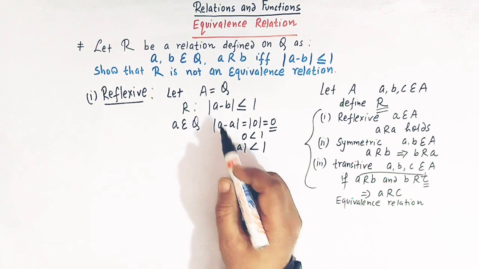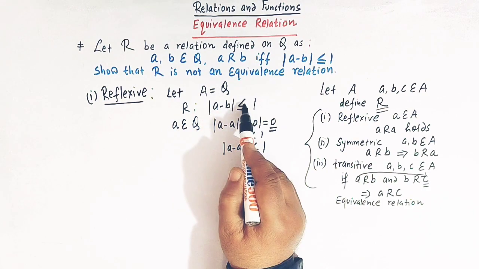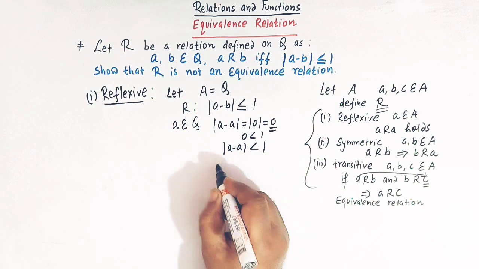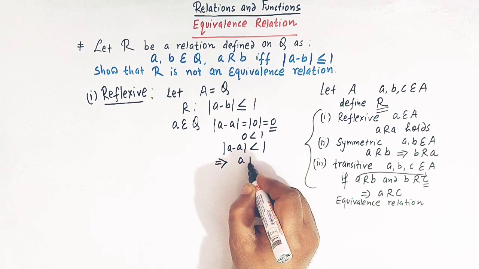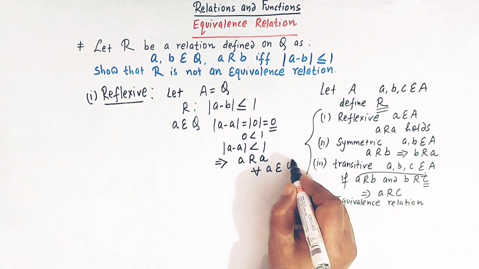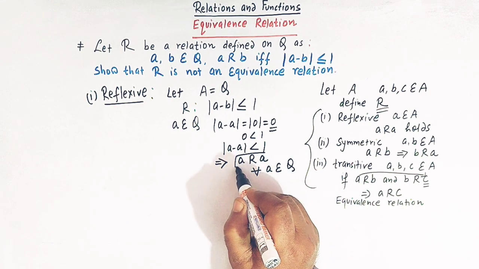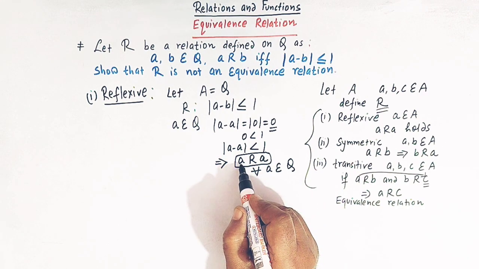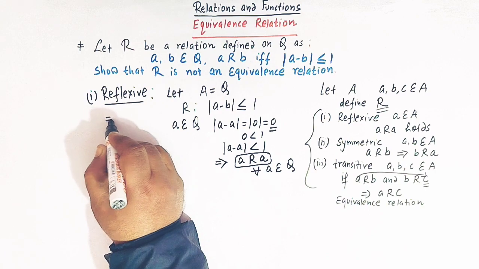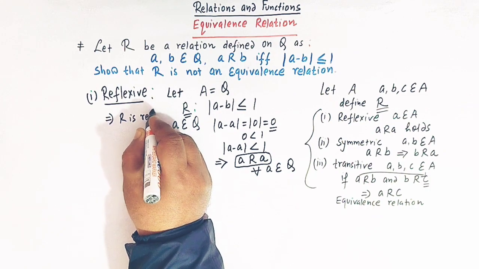And we can see that from this definition of relation R, that is mod of A minus B is less than or equal to 1, here we have mod of A minus A is less than 1. So this implies that A is related to A for all A belonging to the set of rational numbers Q. So we have obtained A related to A. It means each element of this set Q is related to itself. So we can claim that this relation R is reflexive.